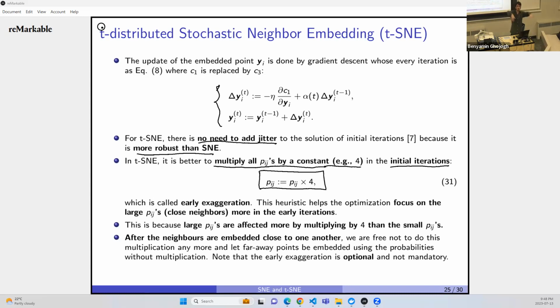But after some iterations, I use the original Pij's. Initially, let me help optimization with this heuristic, by saying focus more on the close by points. In other words, fit locally. Fit locally. This is called early exaggeration. We exaggerate it early.